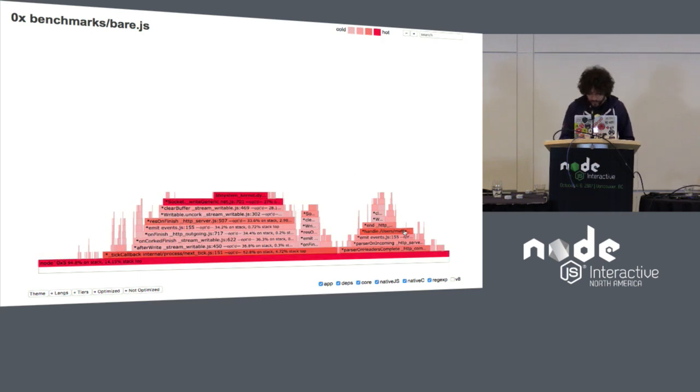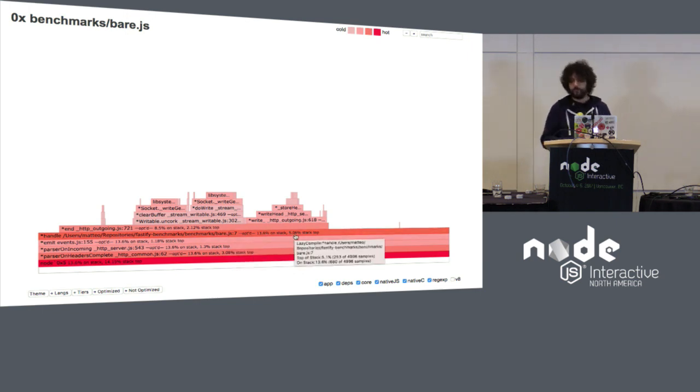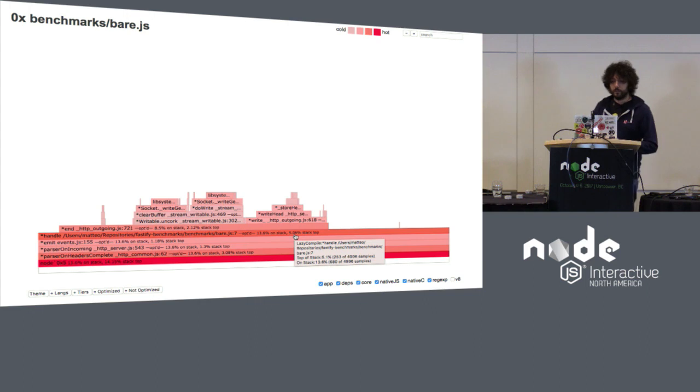The other bit that is very interesting is this one. This is Node Core, okay? This tower here is Node Core. This flame here is Node Core. Now, this little thing is our application. We can see it by clicking on handle, and we can see that this file, bear.js, is my file. It says 5% at the top of the stack. Where does that come from? It comes from JSON stringify.